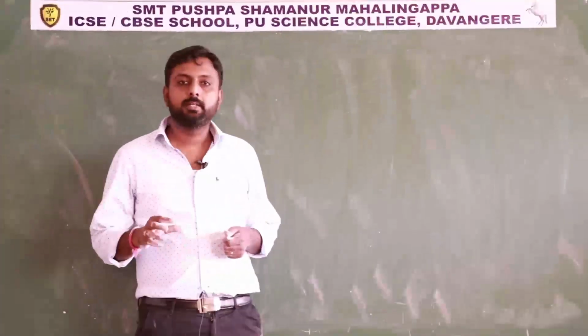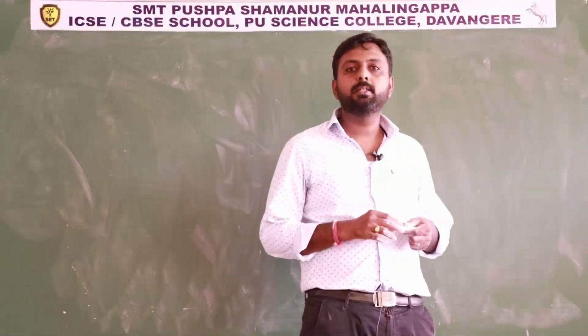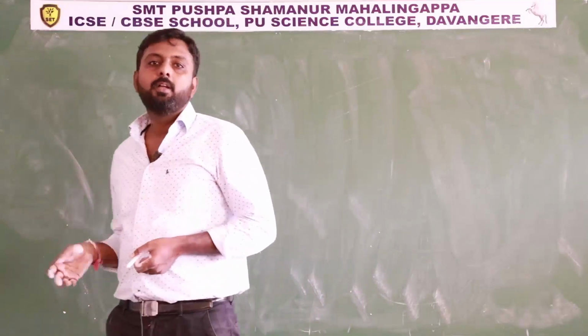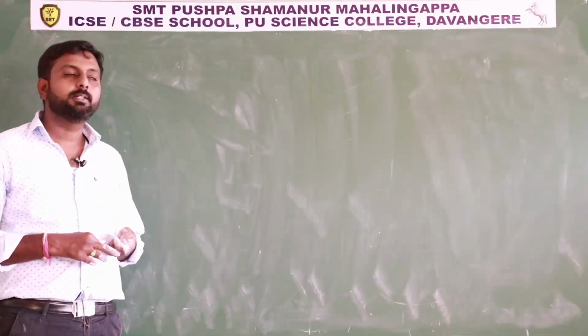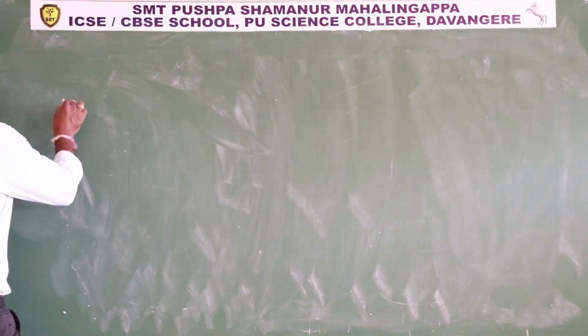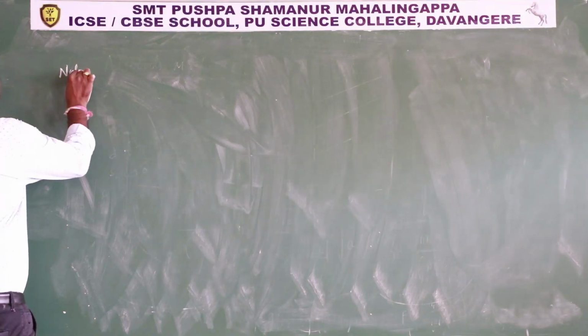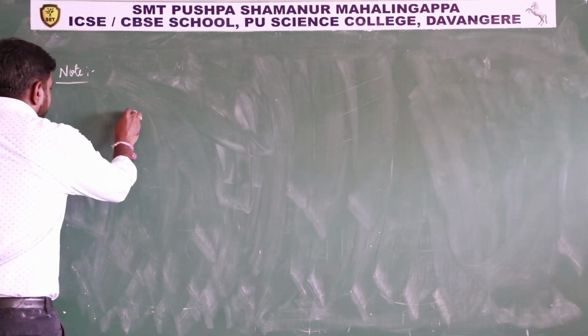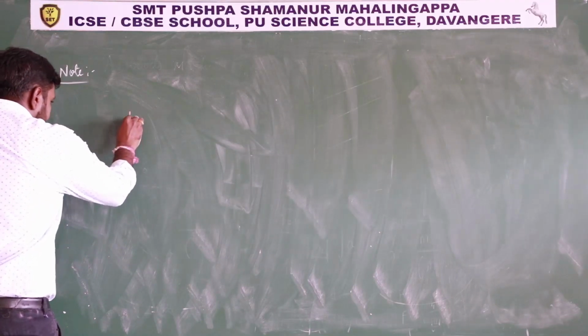Hello students, in last class I explained about fringe width, and today's class I will explain some more concepts on Young's double slit experiment. Alright, note. So in last class we derived fringe width, right?